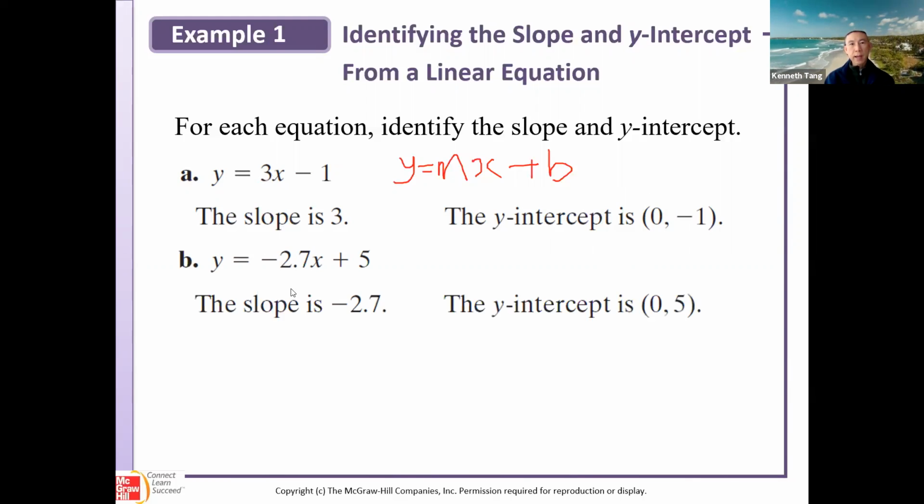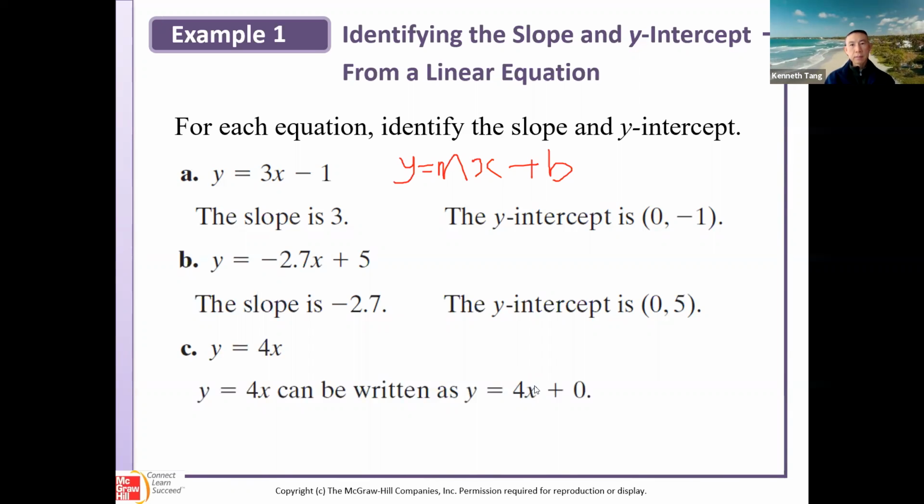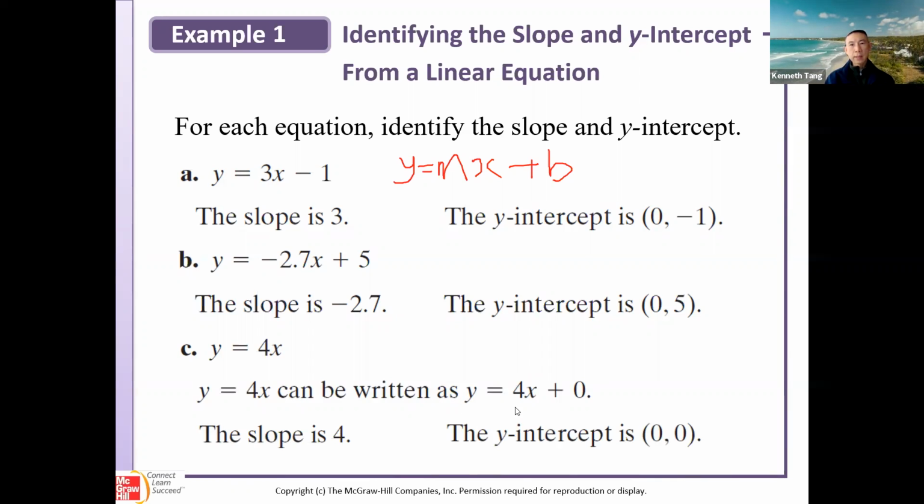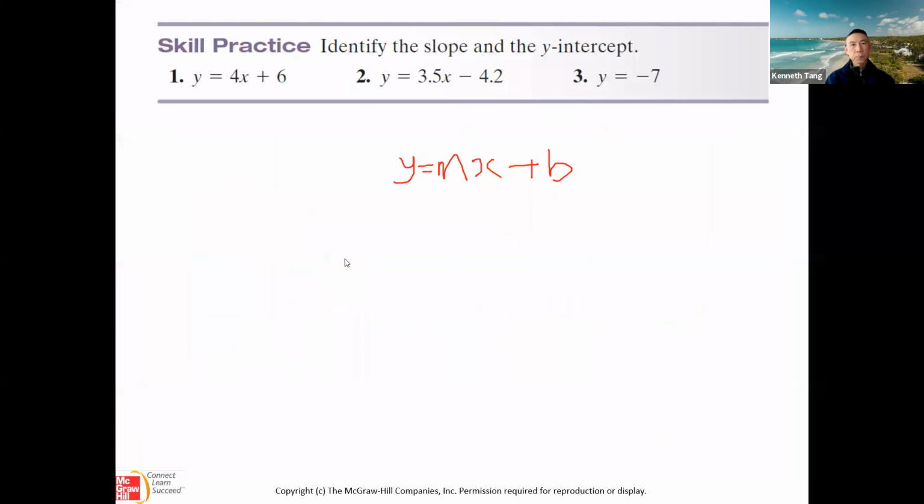For this case, I can see the slope is -2.7, and the y-intercept is (0, 5). Because it's a plus, I would call this (0, 5). For this case, you don't see the constant, you don't see the plus 5, so you can imagine that this is plus 0. Therefore the slope is equal to 4, and the y-intercept is (0, 0), because the constant is 0.